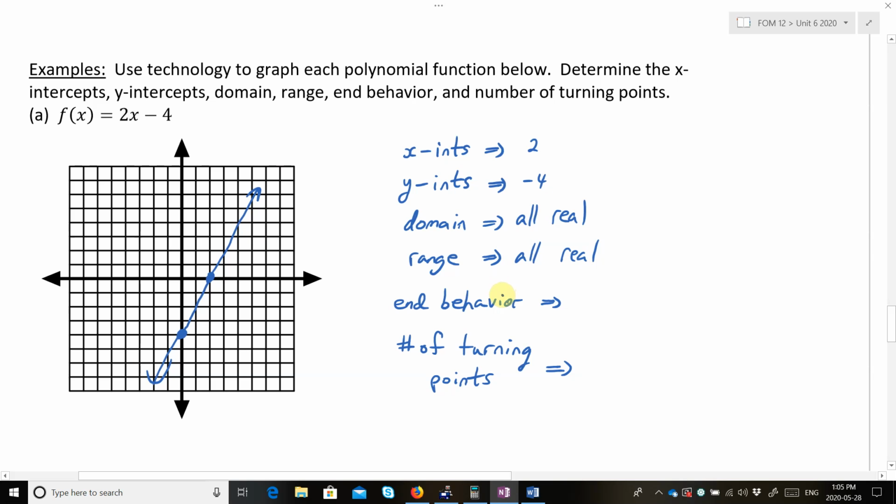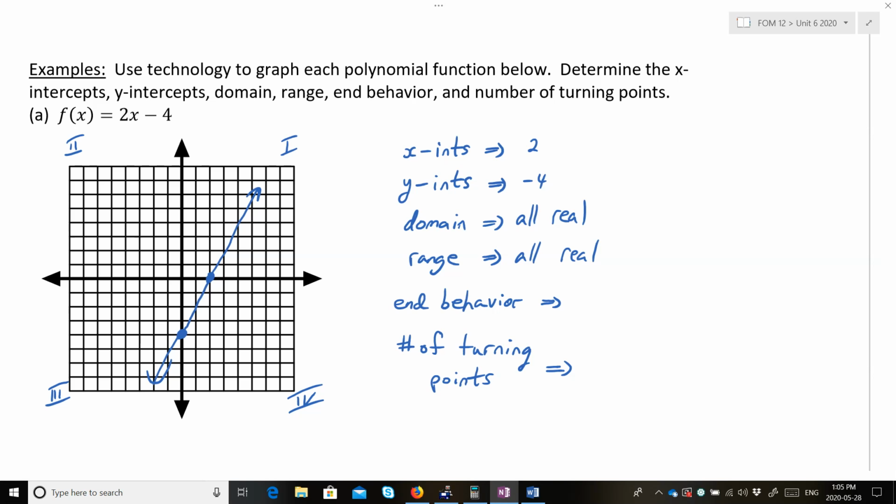The end behavior has to do with the quadrants of the xy plane, and the quadrants go like this. This is quadrant 1, this is quadrant 2, this is quadrant 3, and this is quadrant 4. You can kind of see how there's sort of 4 rectangles formed by the xy axes.